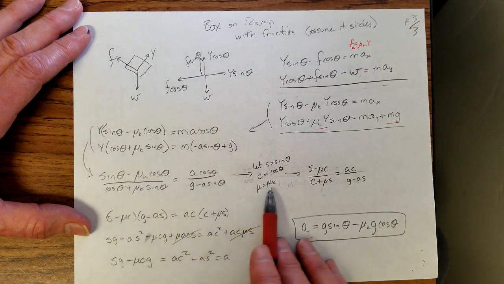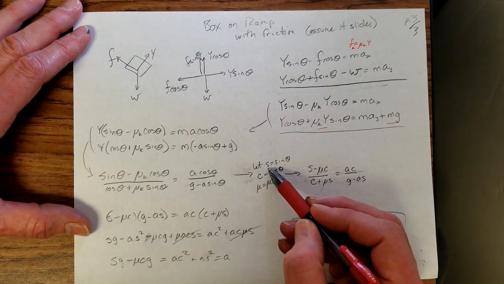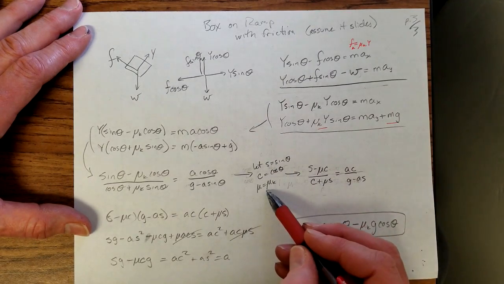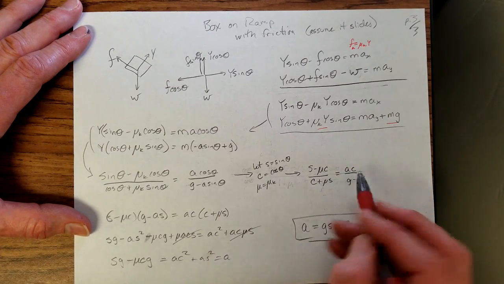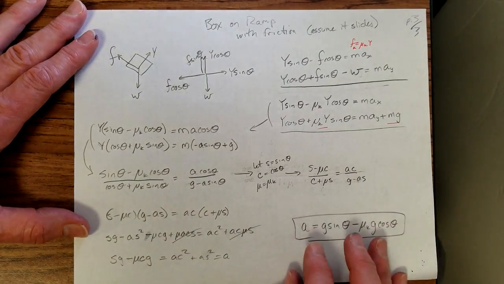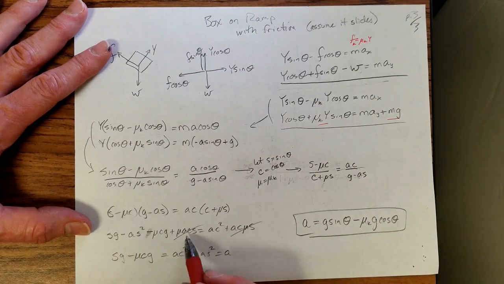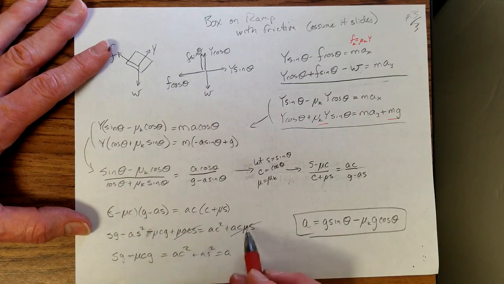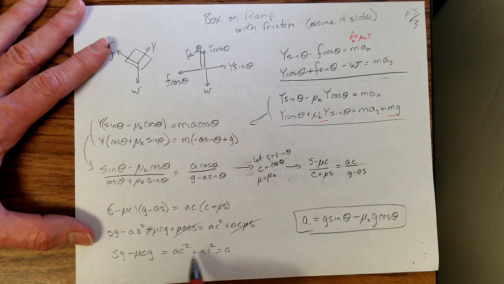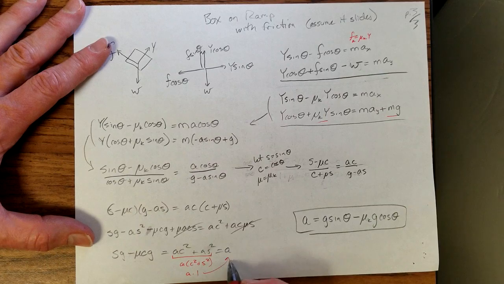The masses cancel out. For shorthand notation, I'm just going to let s equal sine theta, c equal cosine theta, and mu equal mu sub k. And so this just translates into that using my shorthand notation. Cross multiplying, we get this. Foiling, distributing, canceling out common factors, we are now down to this. Here we have a cosine squared plus a sine squared. That's a times cosine squared plus sine squared, which is a times 1, which is a. And that basically gets us where we need to be.